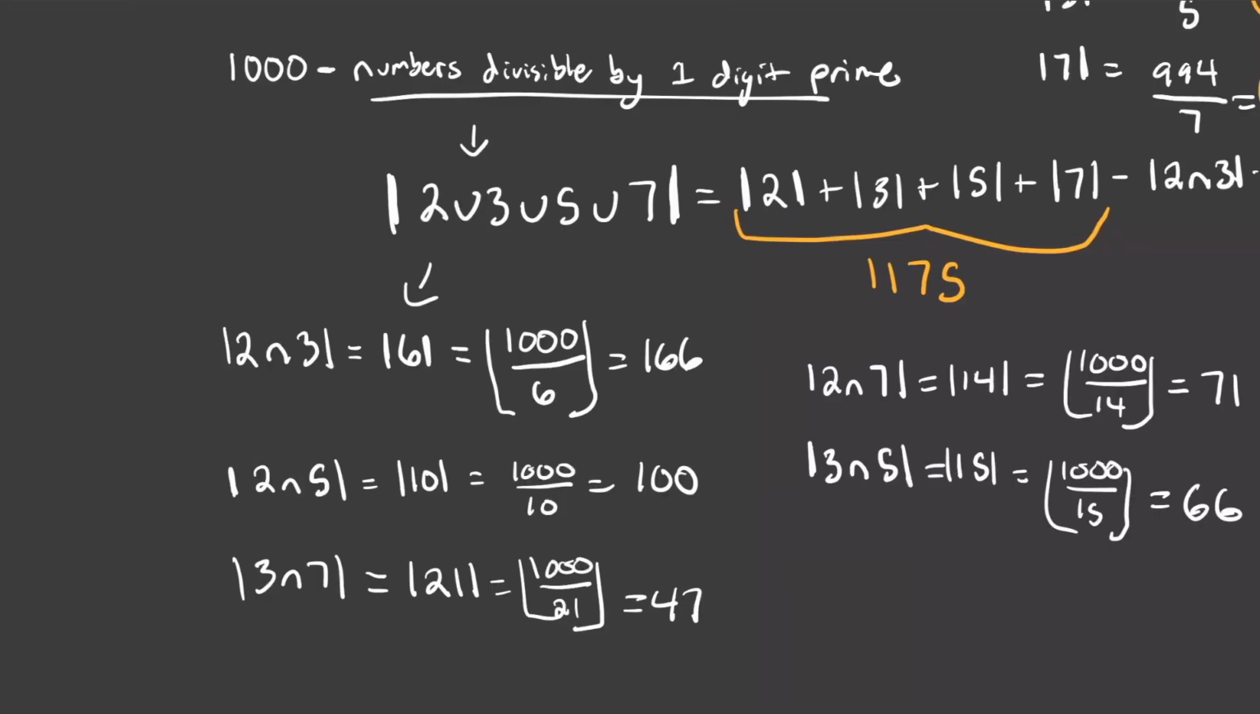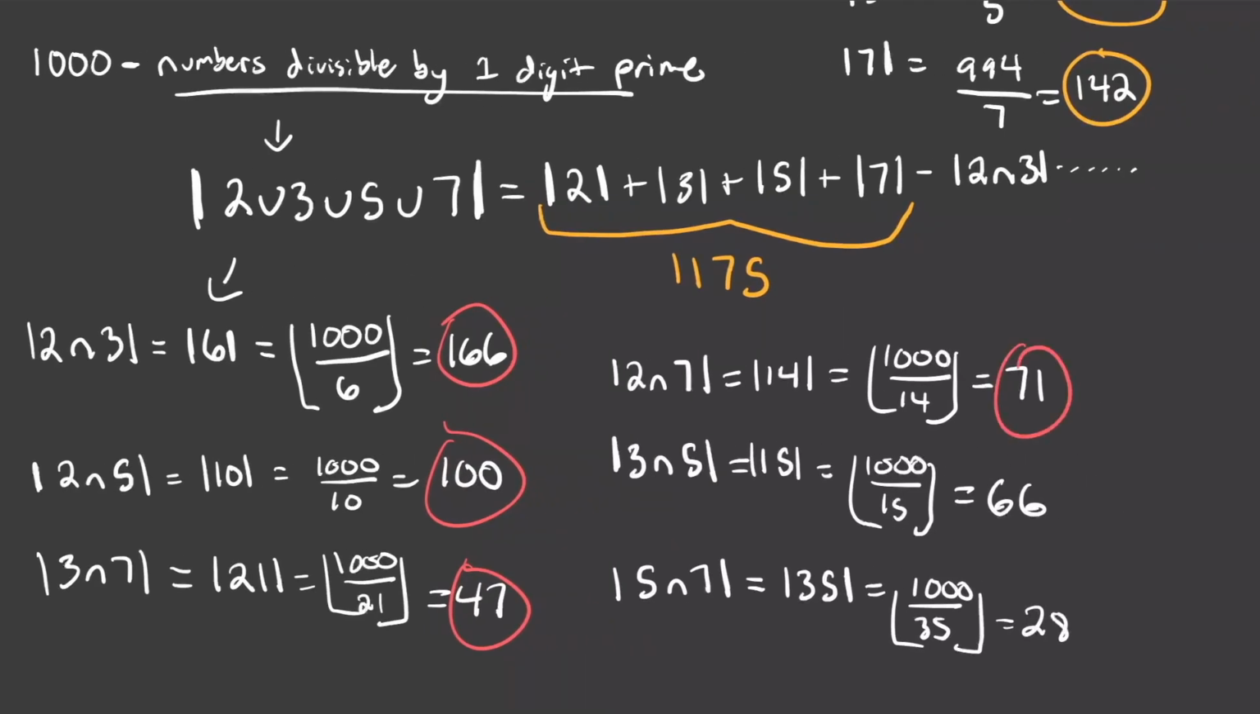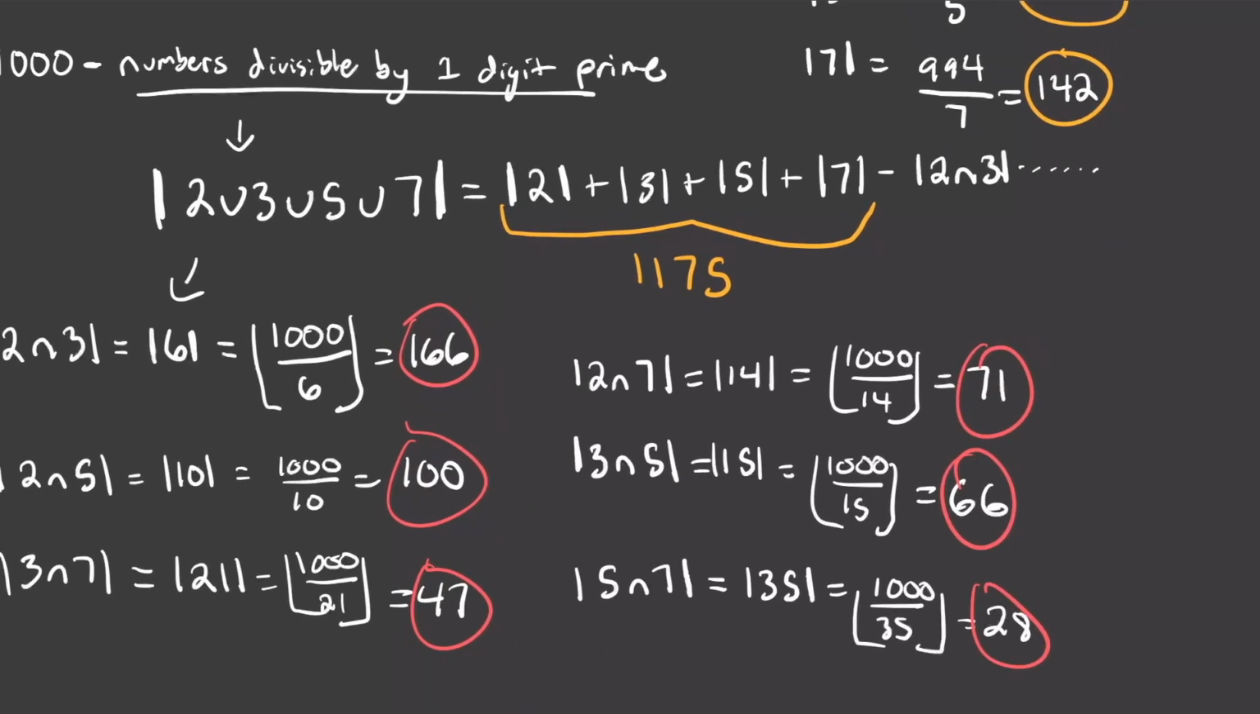Now just one more double intersection. It's going to be 5 intersection 7. That means the numbers both divisible by 5 and 7, right? So that means it's going to be divisible by 35 when we multiply these two numbers, right? We take the floor function of 1000 divided by 35. Again, like we've been doing this whole time, we're going to get 28. Now, when I sum up all of these numbers, all of our double intersections, I'm going to get 478. So we're subtracting off for our double intersections 478.